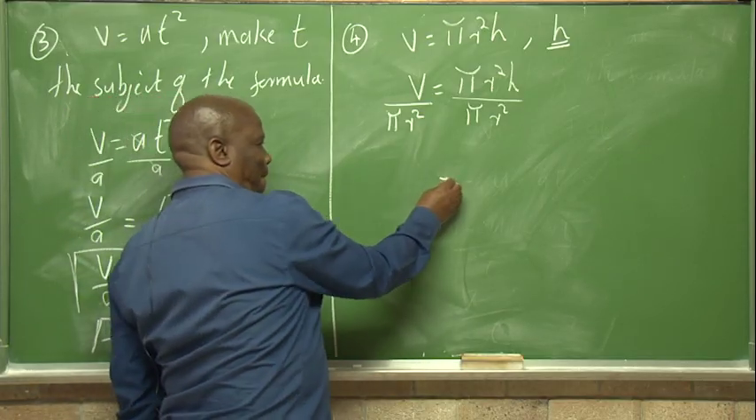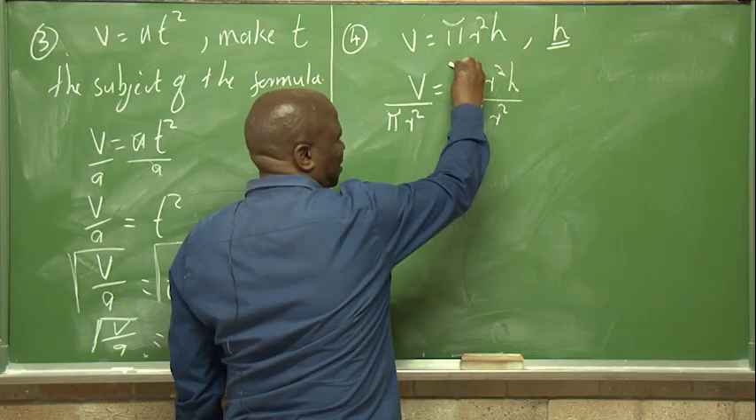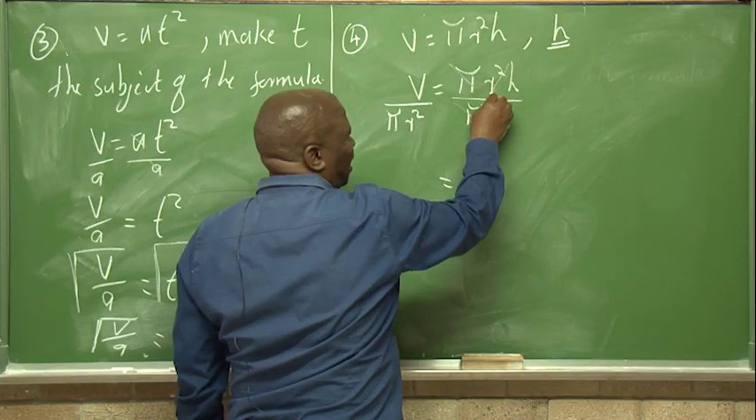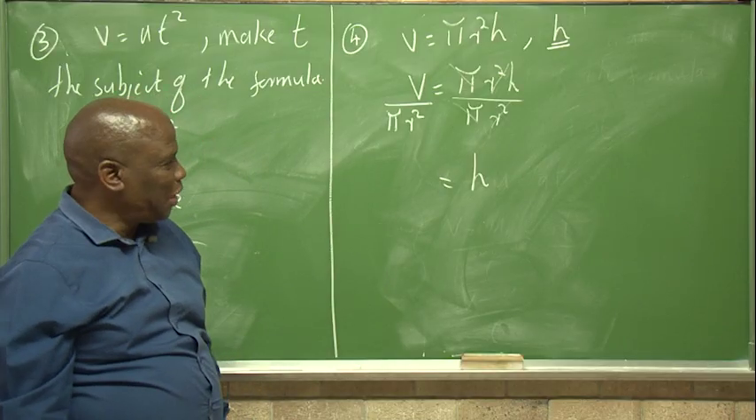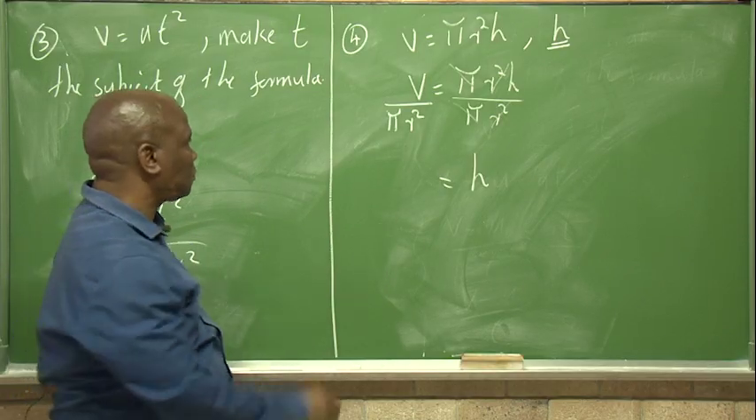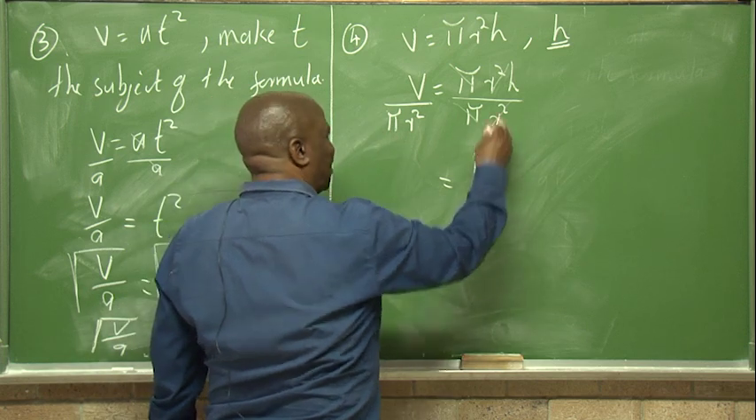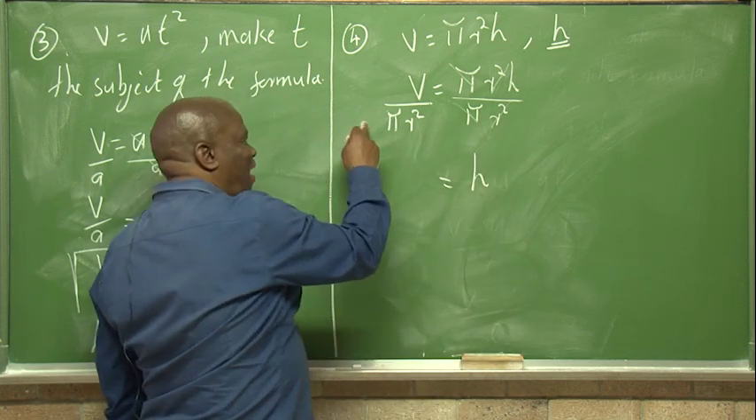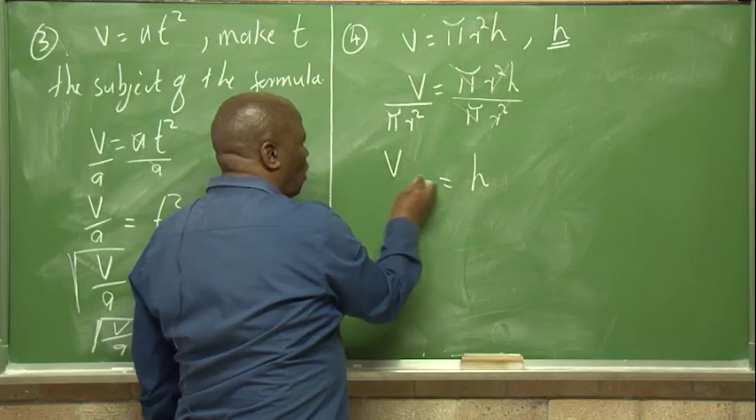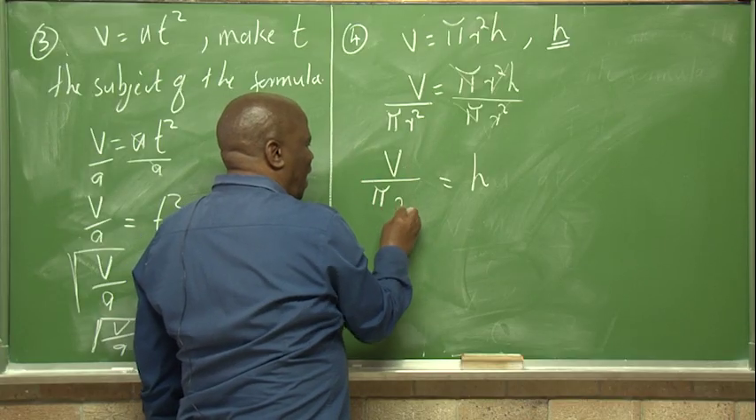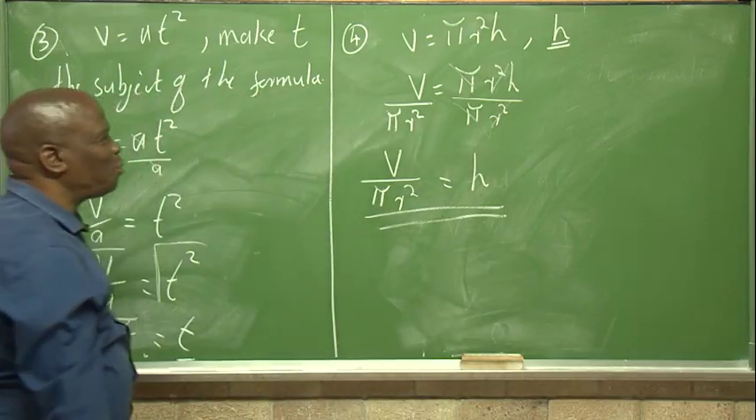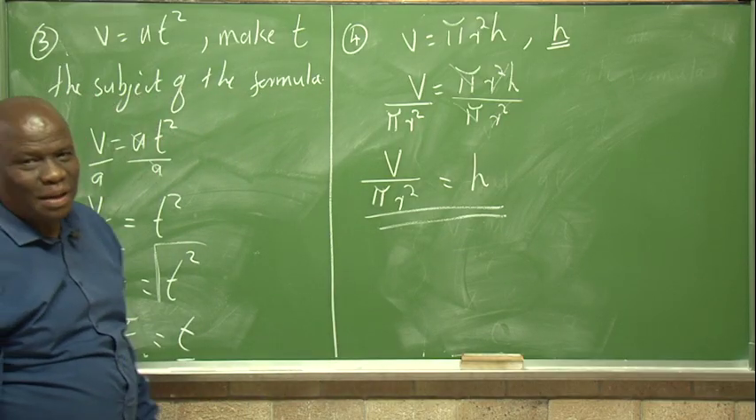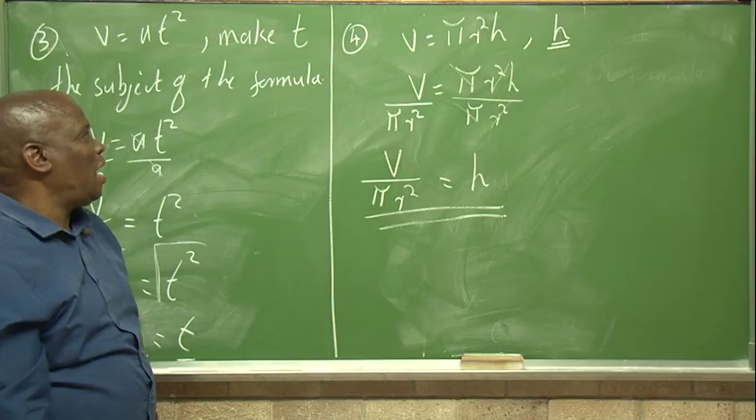Let's simplify. Pi will cancel pi. R squared will cancel r squared. On the right hand side, you are only left with h. On the left hand side, you are left with v over pi r squared. So this is our answer if you want to make h the subject of the formula.